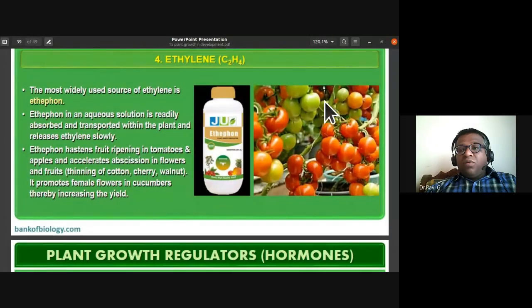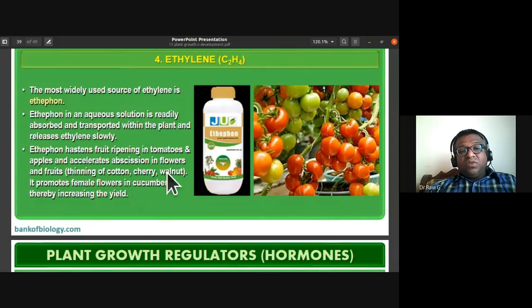So ethephon hastens fruit ripening. Here you can notice the ripening of tomato is brought about by ethephon. Ethephon hastens the fruit ripening in tomatoes and apples, and it also accelerates abscission in flowers and fruits. So if you want to harvest fruits from trees, you can expose them to ethephon, and that leads to the shedding of fruits also.